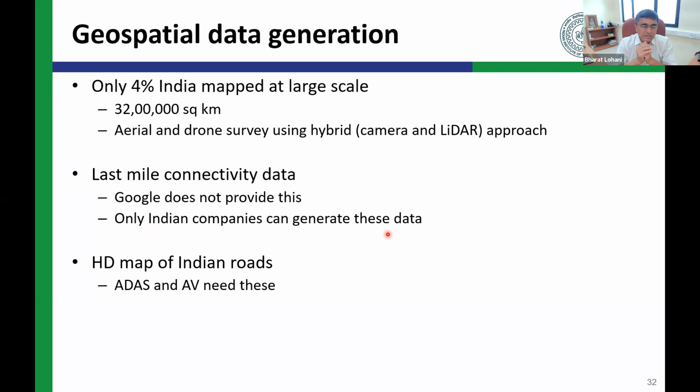Another opportunity which is there in the mobility sector, and this is about the high density maps of the Indian roads. Yet we don't have the high density maps.